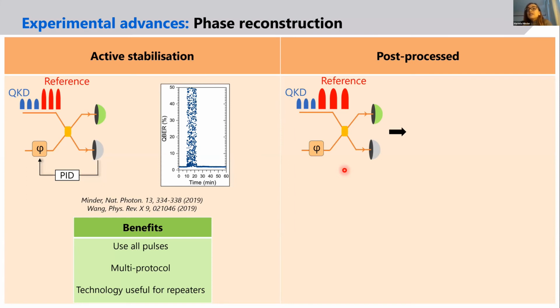And then looking at the alternative approach, which is a post-processing method. Here, reference pulses are still time multiplexed with QKD pulses. They can either be longer than QKD pulses, but they definitely need to be brighter.